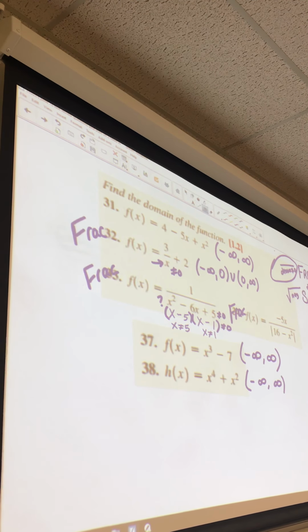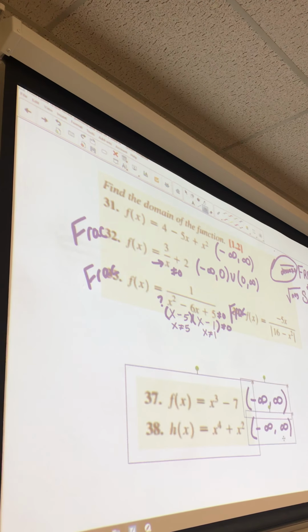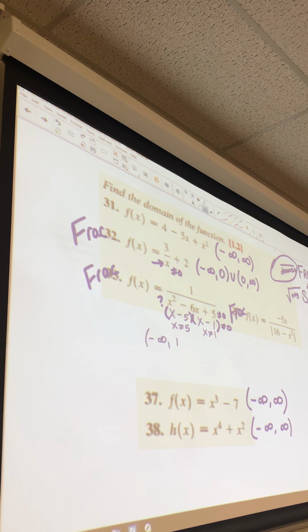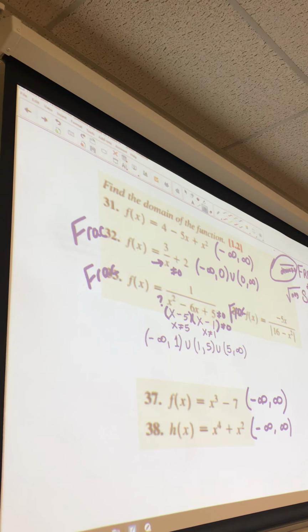Parentheses, negative infinity. Okay, give me 1 second, I'm gonna drag this down a little bit more. Okay, so negative infinity to 1, because what is smaller, with a parenthesis first, then the union. 1 and 5. In between the 1 and the 5, very good. And then we jump over the 5 and it goes the rest of the way out, yes.